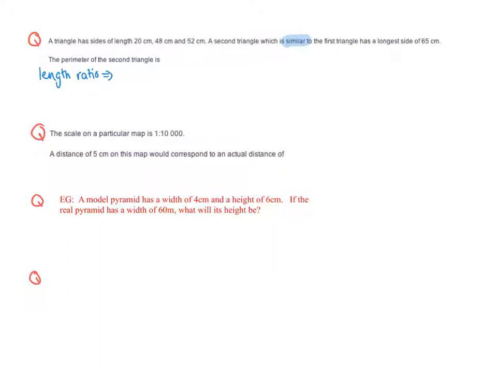So if they gave me the longest side here, I can use 65, and I say 65 over, what's the longest side in our first original triangle? 52. So you can say that that's the length ratio, and you might want to simplify it. Does that simplify to anything? Yep, goes to 5 over 4. So now you know that that's the length ratio. You can find the other sides.